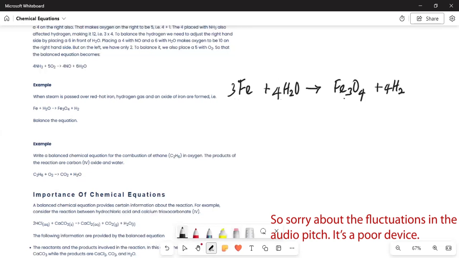3 iron on the left, 3 iron on the right. 8 hydrogen on the left, that is 4 times 2. 8 hydrogen on the right, 4 times 2 also. 4 oxygen on the left, 4 oxygen on the right. And so the equation is balanced.